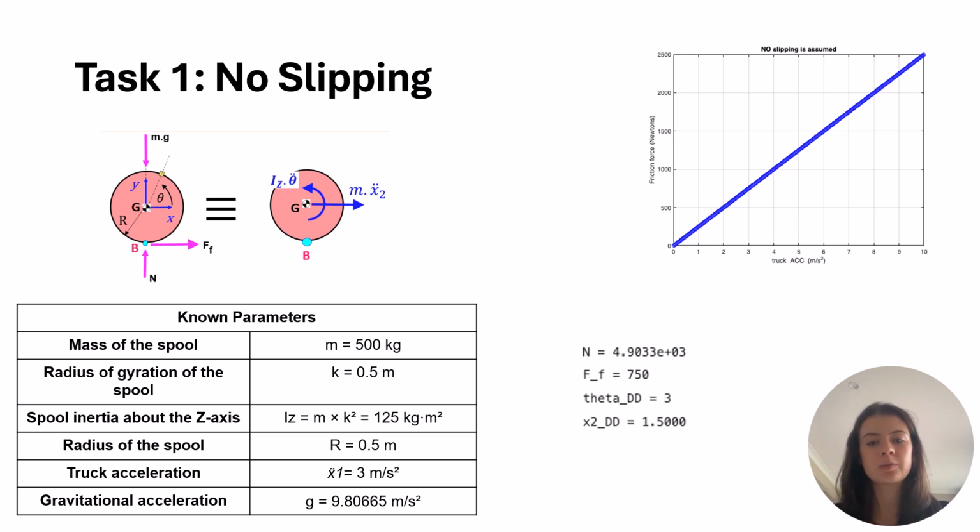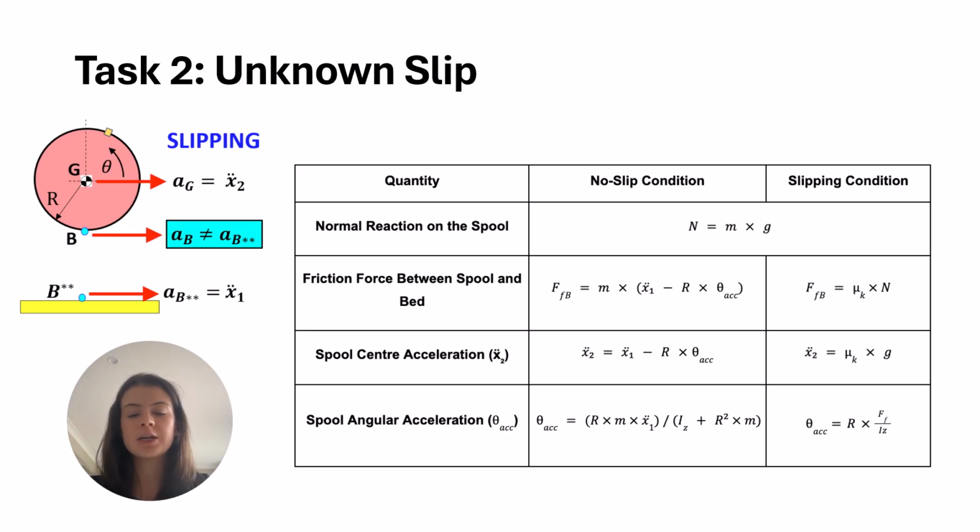The friction force required was 750 newtons, and we found that the no-slip condition was true when the static friction coefficient exceeded 0.153. MATLAB was used to verify these results, showing strong agreement with the hand calculations. Task 2 examined both slipping and non-slipping conditions.